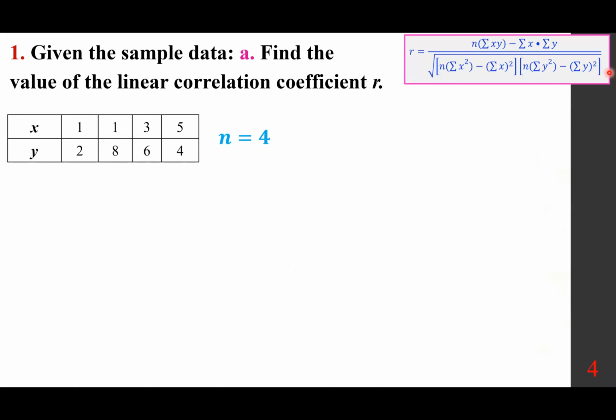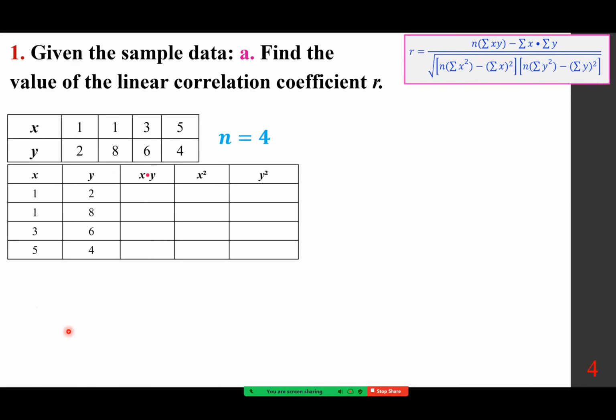As you look at this formula, this is a very complicated formula. r is n times the summation of xy minus the summation of x times the summation of y, over the square root of n times the summation of x squared minus the summation of x, quantity squared, times n times the summation of y squared minus the summation of y, quantity squared. Now, if we write x and y in a column, we need to calculate x times y, x squared, and y squared.